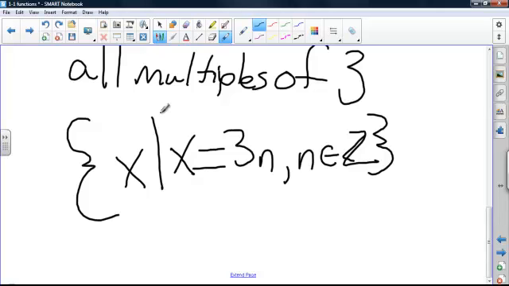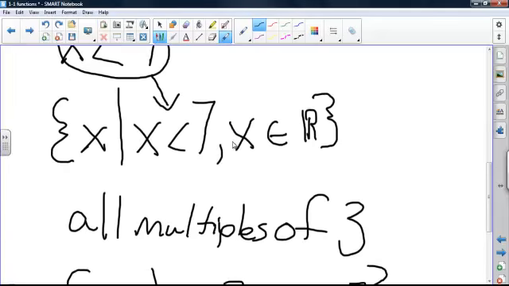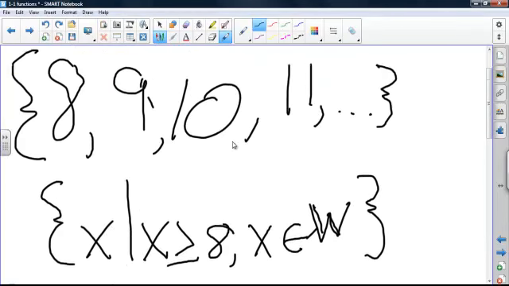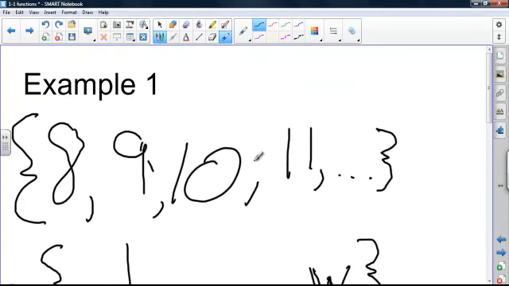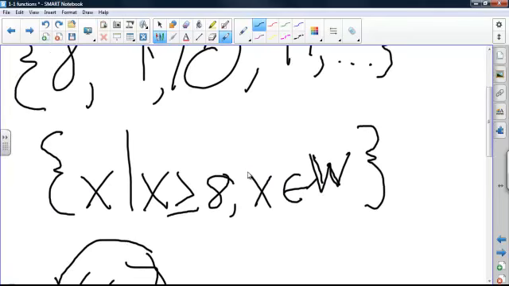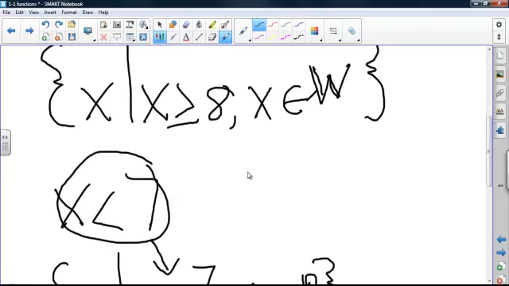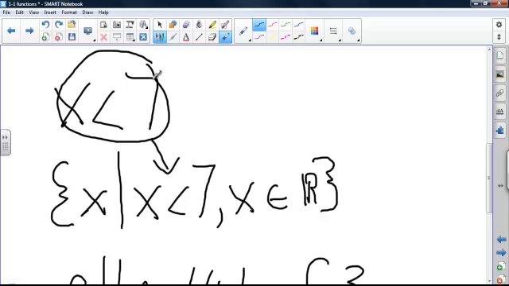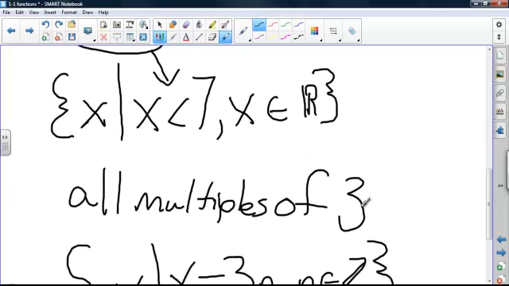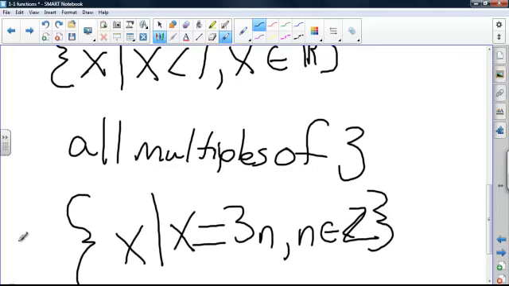So these will work. These 3 methods, which is the 3 things that you're probably going to see in your homework: a list of numbers, set builder notation for an inequality, and that's what this is. This is an inequality, x is less than 7, and it's set builder notation. And then words saying all multiples of 3. Now you can put in 5, 9, 7, whatever you choose, but this is the set builder notation for that.